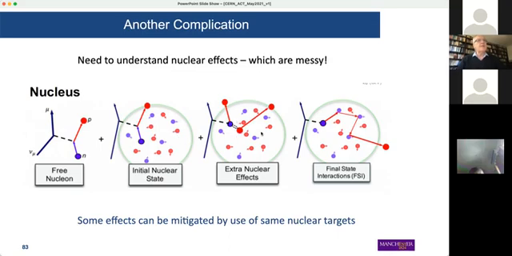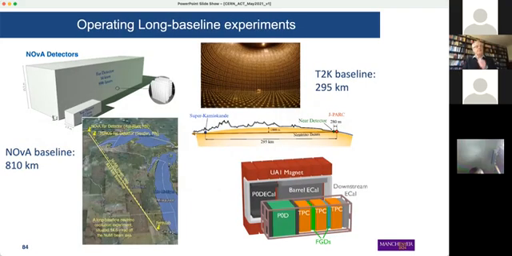What can happen is that things rescatter, and by these rescatterings, what comes out of the nucleus doesn't look like what you expect. I actually did my thesis a long time ago on measuring nuclear effects in deep inelastic scattering with muons, and it turns out it's a complicated business to understand this kind of stuff. So one thing you can do is measure with the same nucleus in your near detector and in your far detector, and this would, of course, potentially mitigate some of these effects.